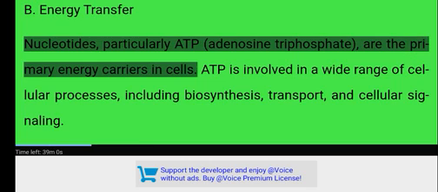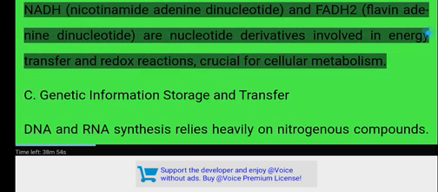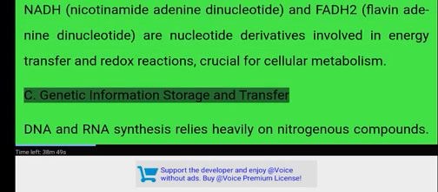Nucleotides, particularly ATP, adenosine triphosphate, are the primary energy carriers in cells. ATP is involved in a wide range of cellular processes, including biosynthesis, transport, and cellular signaling. NADH, nicotinamide adenine dinucleotide, and FADH2, flavin adenine dinucleotide, are nucleotide derivatives involved in energy transfer and redox reactions, crucial for cellular metabolism. C. Genetic information storage and transfer.